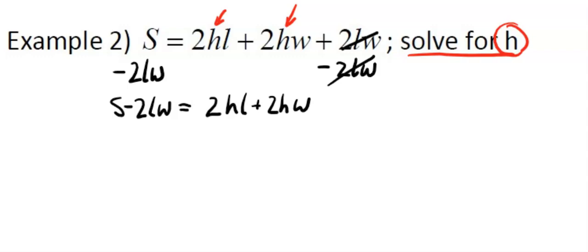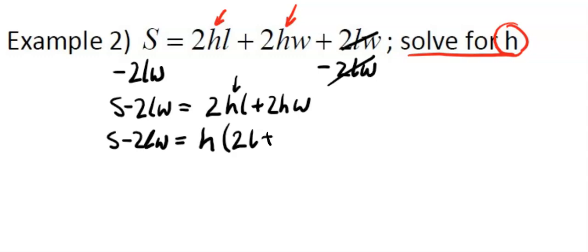Now, since we want to get h alone, we have two terms that both have h in them. What we're going to do is factor. So we take out the h, and we're left with parentheses, 2L, when I take the h out of this term, plus 2W, when I take the h out of that term.